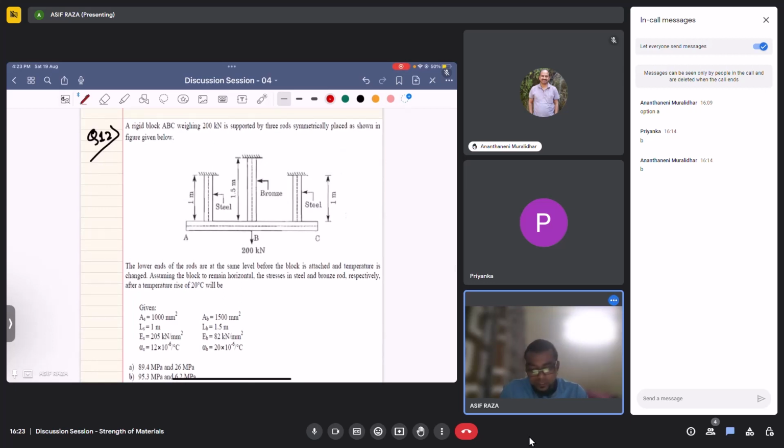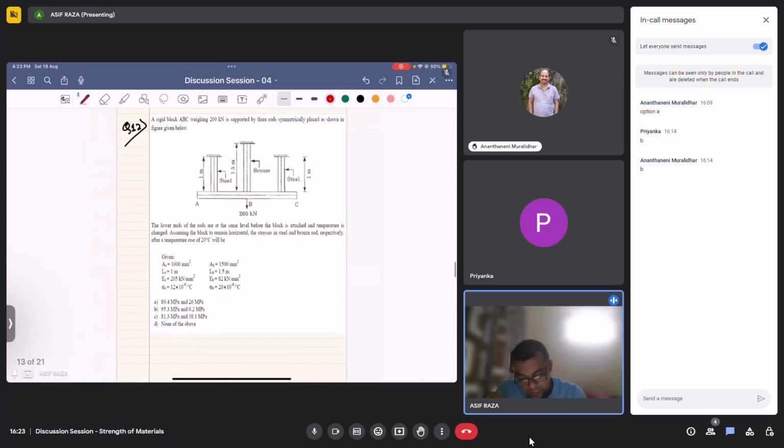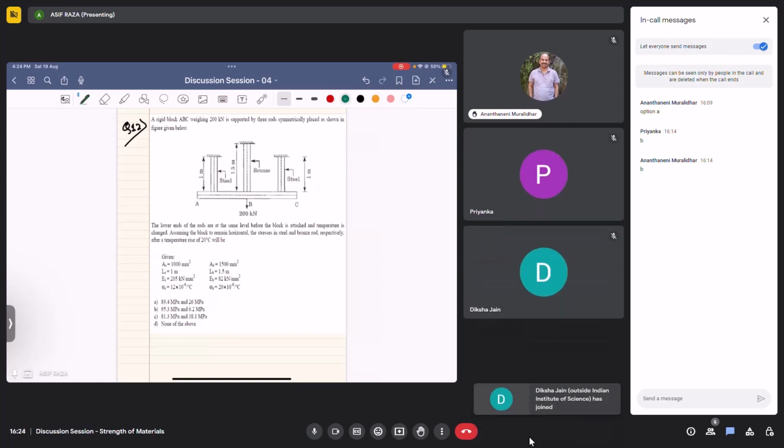Okay, if it's needed, we can solve it right now. With that we can see how, in a statically indeterminate problem, we can develop one extra equation through the geometric compatibility part. So let's solve this question so that you may get more clarity on this.